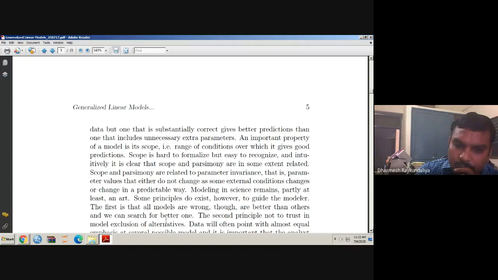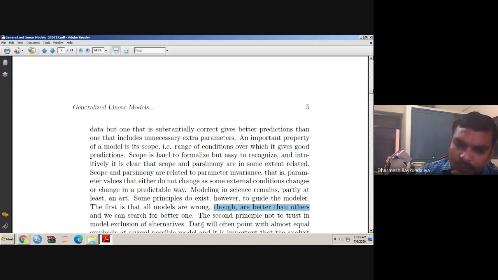The first is, how as a modeler one has to work. You have to think like this: all models are wrong. Whatever models we have developed, none of them are good. We try to find out the better one among all the models. So whatever models we have, we try to identify which model is the better one among this set of models.